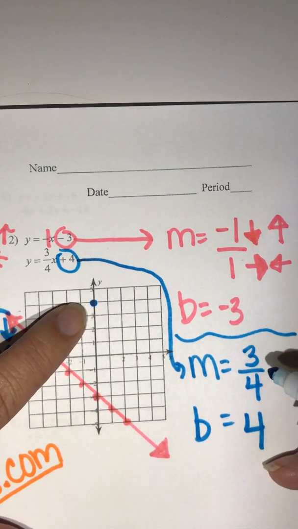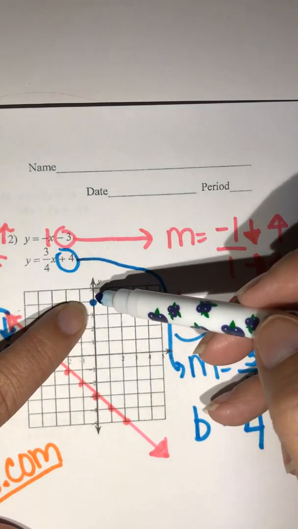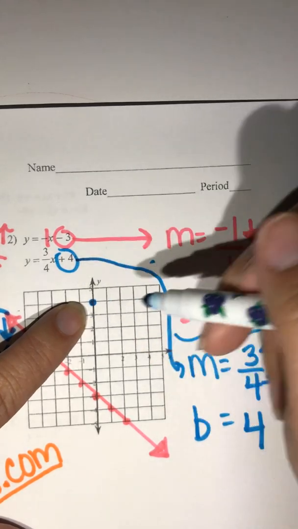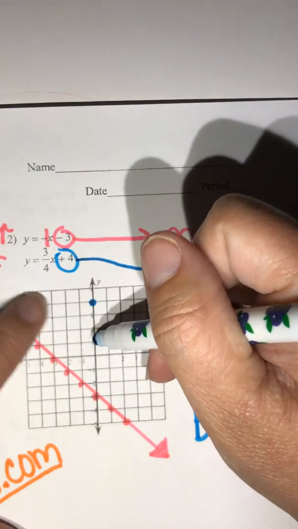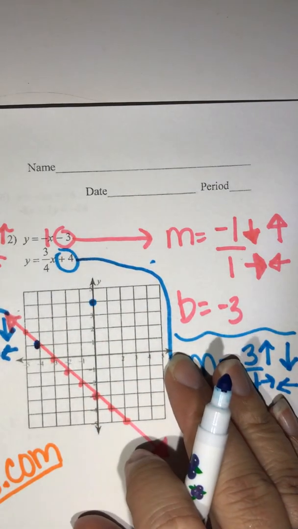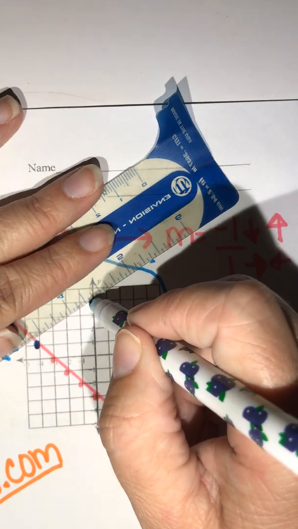So then I'm going to go up because it's positive. But if I try to go up 3, right 4, I'm off the graph. So I can always reverse both of these arrows. Instead of up, I can go down. Instead of right, I can go left. So following those directions, down 3, 1, 2, 3, and left 4, 1, 2, 3, 4, right here. I can't do any more points on my graph because I ran out of room for it.